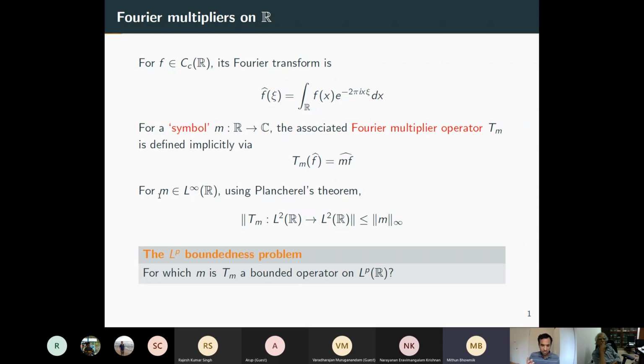And there are various results. So, for instance, there are the classical Hörmander-Mikhlin type results, which give conditions which tell you something like, if the function has smooth enough decay and its derivatives have smooth enough decay of all orders, then the associated Fourier multiplier operator is bounded on LP to LP. And there are various results in this direction.